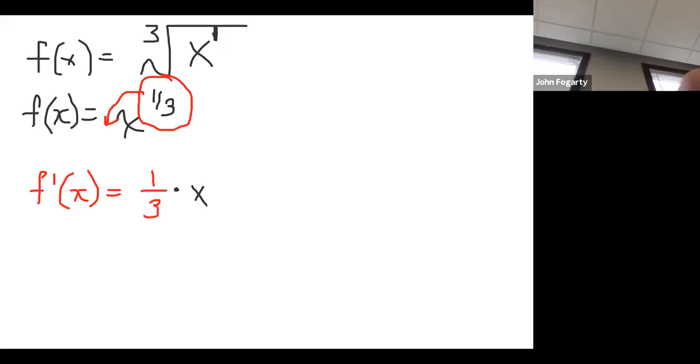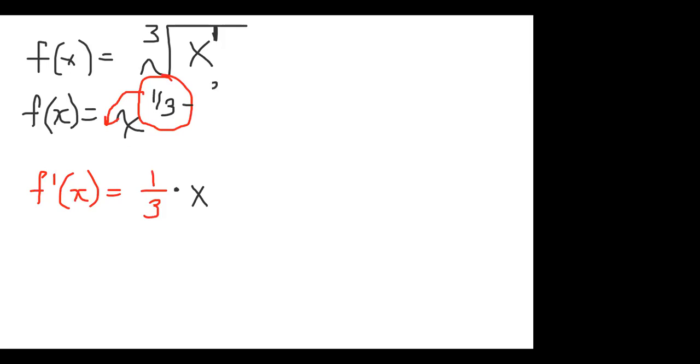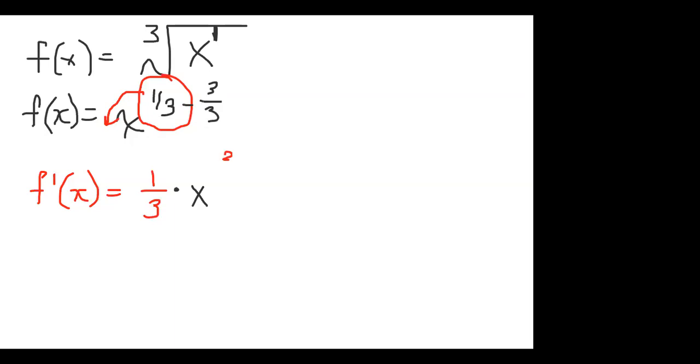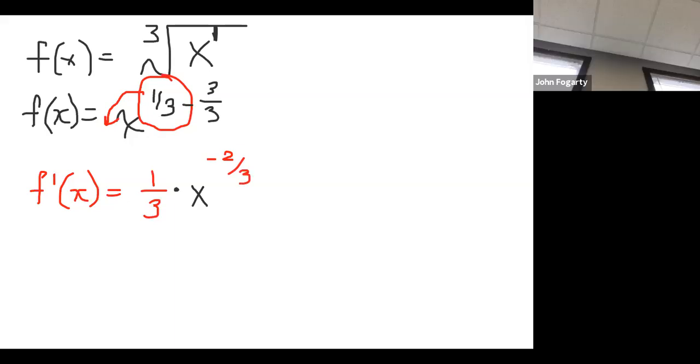Now I can use my power rule. Where do I move the 1/3? Up front. Yeah, so I got 1/3 times x to the, well, what's 1/3 minus 1? Well, what's 1 with 3 as a denominator? 3 over 3. So what's 1 minus 3? Negative 2, so negative 2/3, right? Does that make sense? So what I end up with is f prime of x is 1/3 x to the negative 2/3.